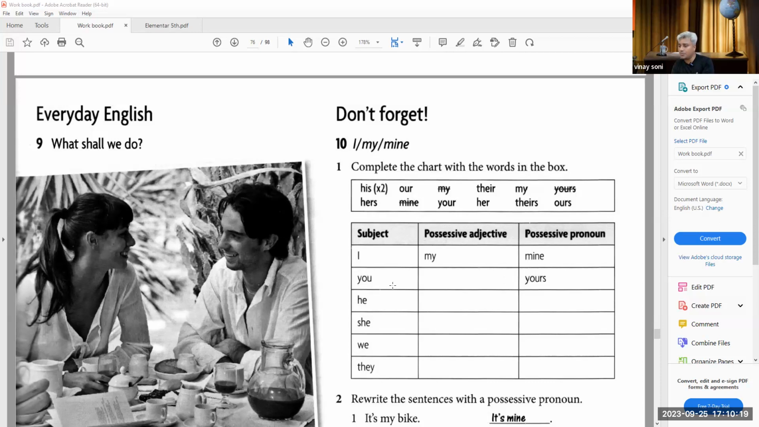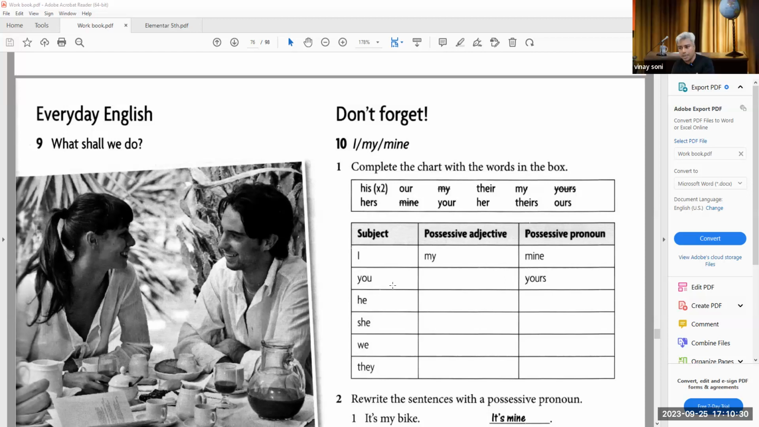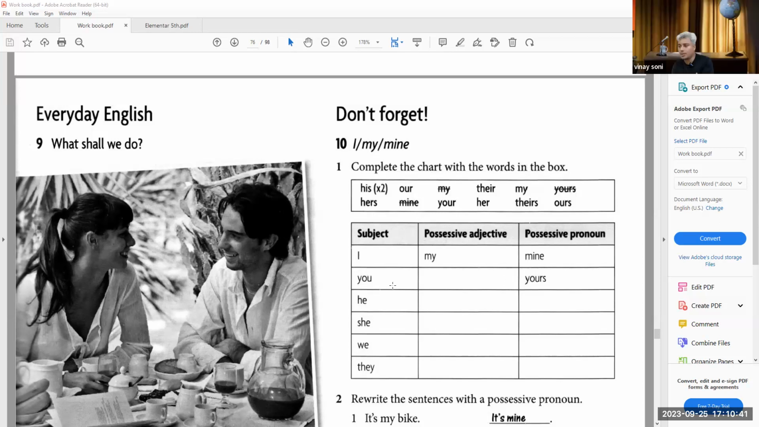I accept my mistake. You accept yours. And he will accept his. His what? Mistakes. So it's understood. We are not repeating the noun because we have used a pronoun here.